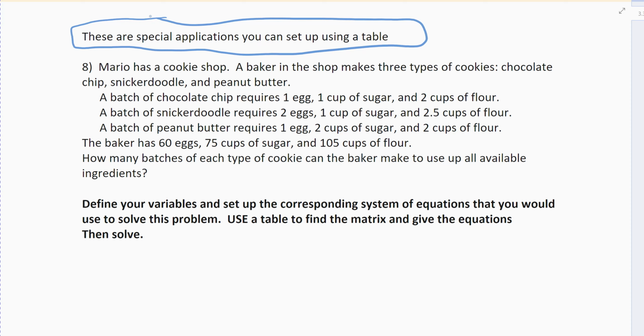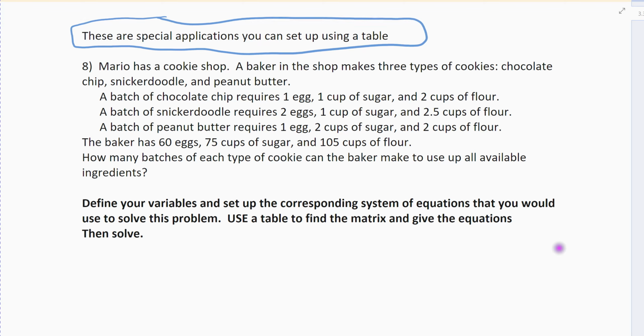A baker, Mario, has a cookie shop. He has 3 different types of cookies: chocolate chip, snickerdoodle, and peanut butter cookies. Each cookie type requires so many eggs, so much sugar, and so much flour. Chocolate chip: 1 egg, 1 cup of sugar, 2 cups of flour. Snickerdoodle: 2 eggs, 1 cup of sugar, 2.5 cups of flour. Peanut butter: 1 egg, 2 cups of sugar, 2 cups of flour. The bakery has a limited supply: 60 eggs on this particular day, 75 cups of sugar, and 105 cups of flour. The baker wants to know how many of each type of cookie he can make if he uses up all of his eggs, sugar, and flour.